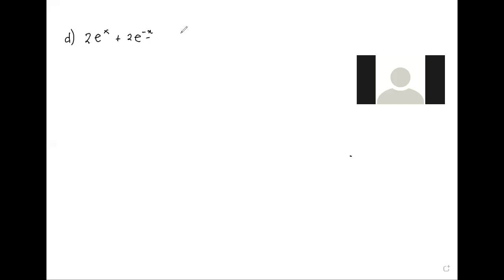2 e power x plus 2 e power negative x is equal to 5.